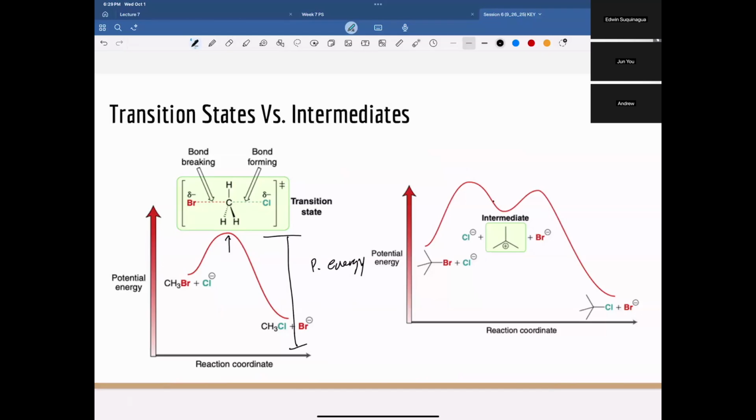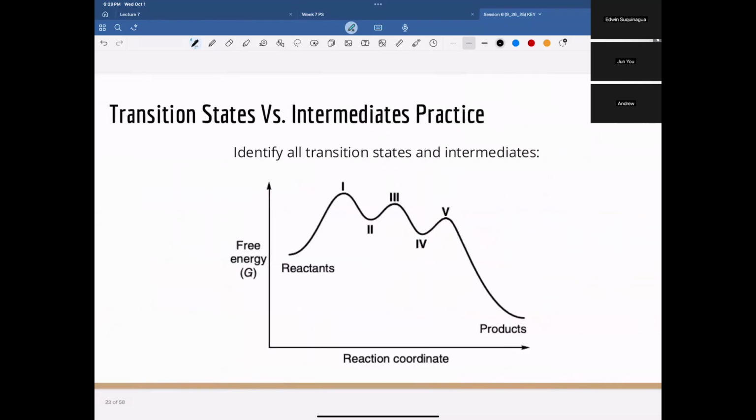And the intermediate has a lower potential energy than the transition state, right? So this would be the intermediate. It's not the lowest energy state like this, but it's low enough compared to the peaks. So an easy way to remember this: the transition states are going to be the peaks and the intermediates are going to be the valleys. Okay? You guys can just shout this out since it's pretty easy. Can anyone identify all the transition states and intermediates?